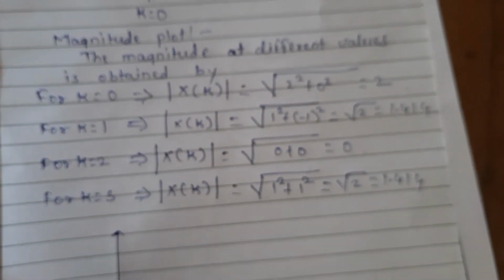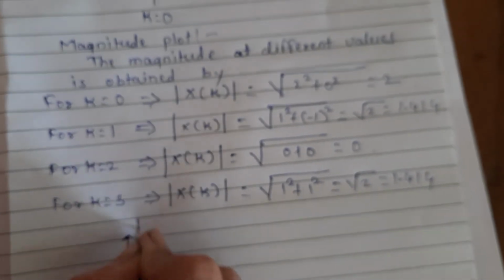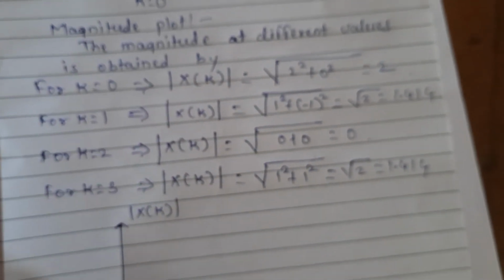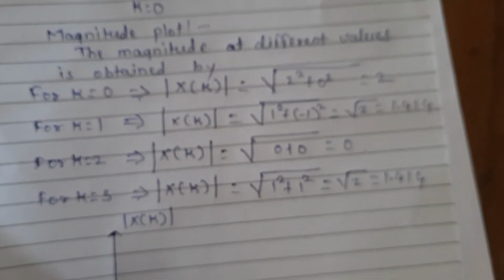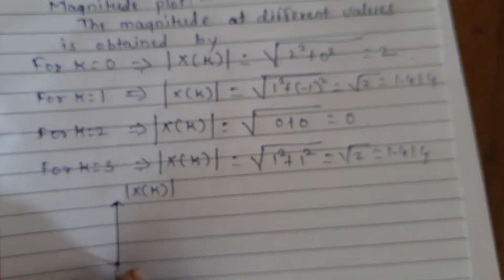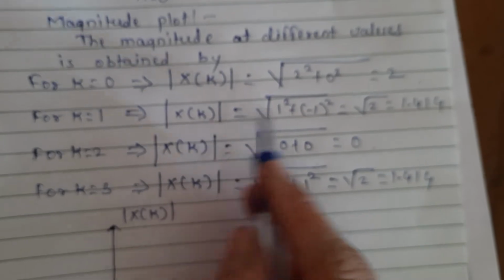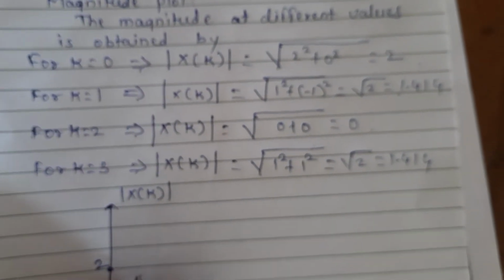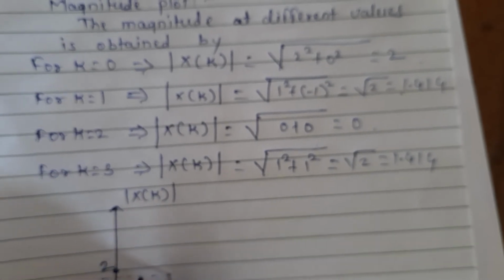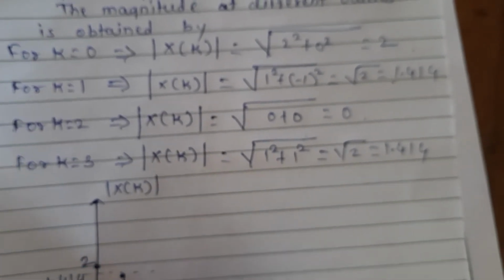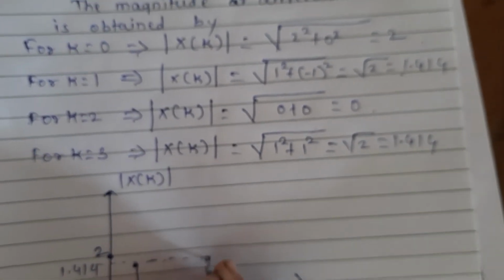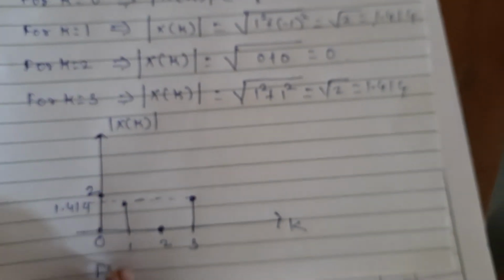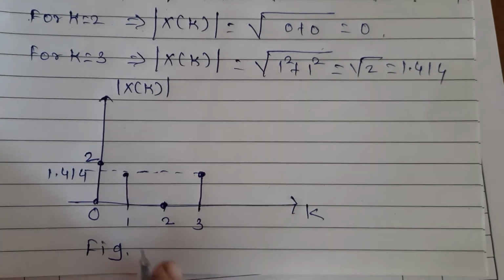Now we have to draw the magnitude plot. This is k, this is magnitude X of k at 0, 1, 2, 3. For 0, it is 2. For 1, it is 1.414. For 2, it is 0, and for 3, it is again 1.414. So this figure is for the magnitude plot.